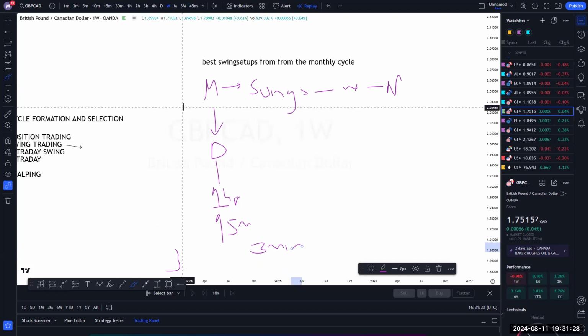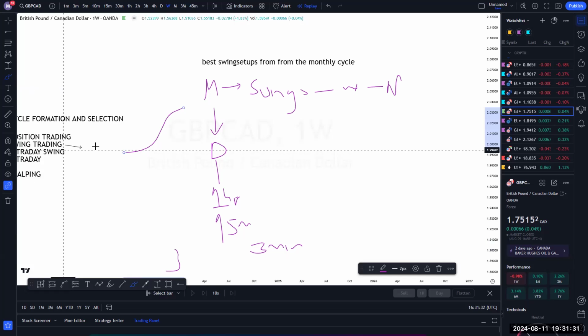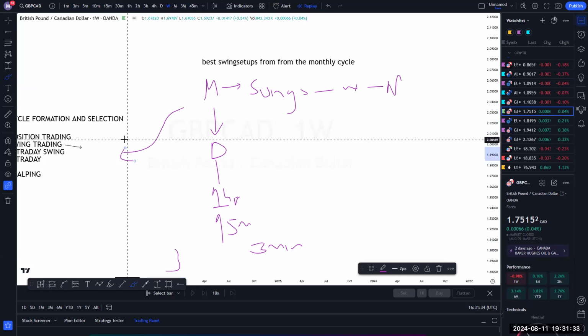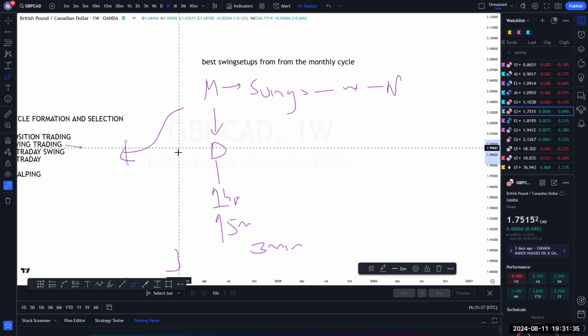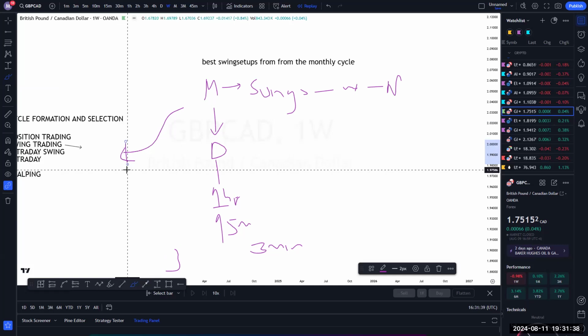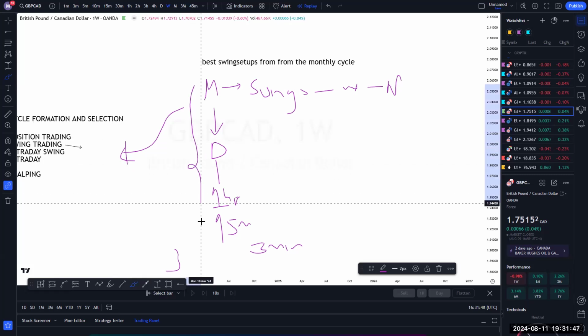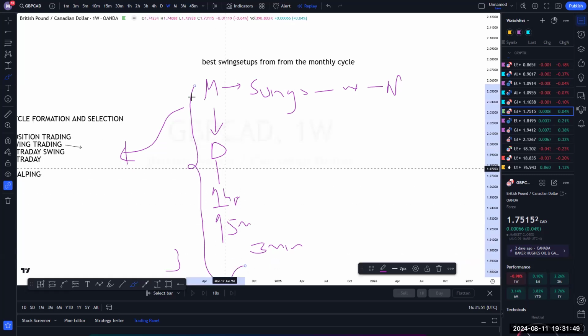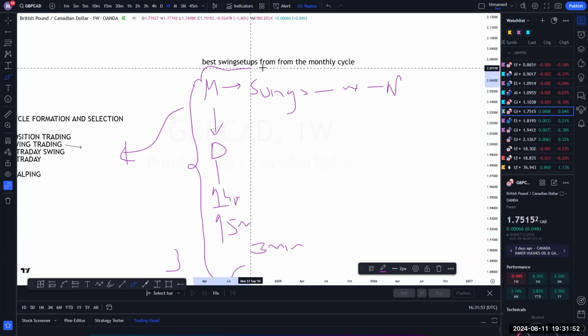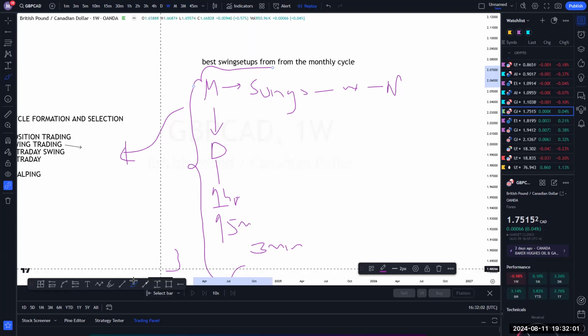There is a difference with the intraday swing, because the intraday swing has only 4 coordinations: the weekly, the 4 hour, the 30 minute, and the 5 minute. So the monthly cycle will be the best for us to get setups that are going to run for a month or for several weeks.